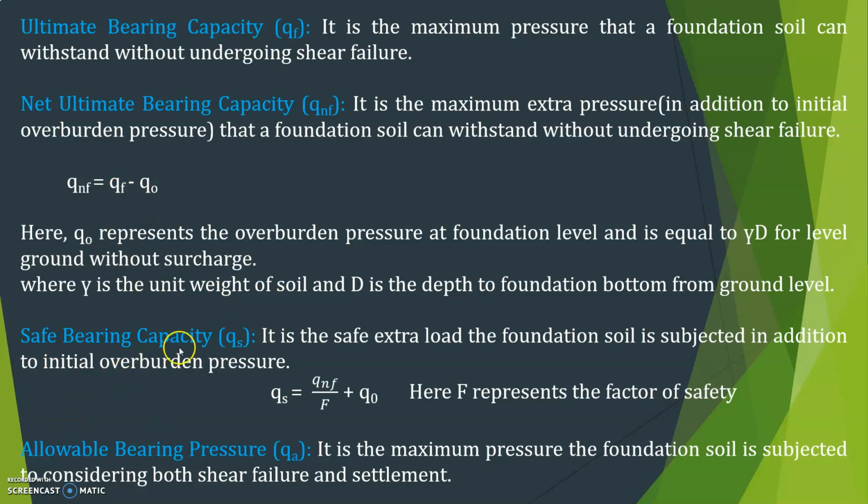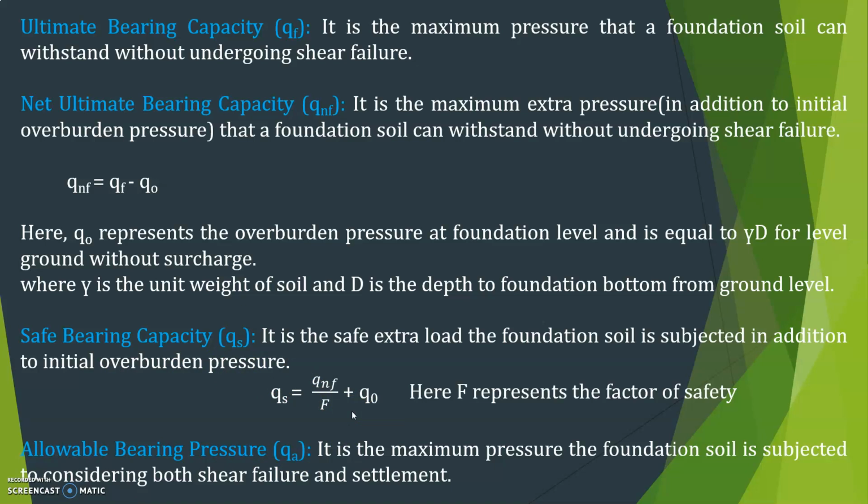Then we'll see what is safe bearing capacity, Qs. It is the safe extra load the foundation soil is subjected to in addition to the initial overburden pressure. This is given by Qnf divided by F plus q0, where F is the factor of safety. Okay, safe bearing capacity is the safe extra load. When it comes to safe, there will be a factor of safety. So this is given by this equation.